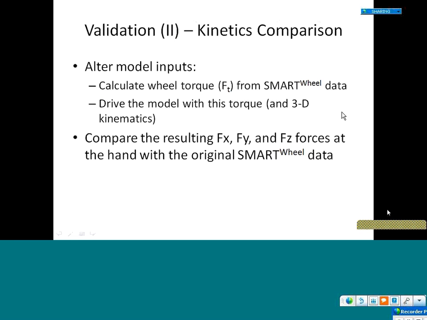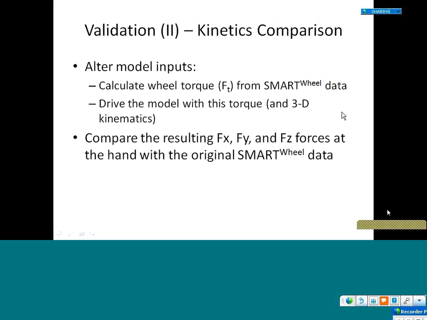So here, what I'm going to be doing is altering my inputs into the model, and I'm going to compare a separate set of outputs. So I'm not looking at muscle data anymore. I'm comparing something else. Previously, I drove the model with kinematics and 3D kinetics applied to the hand. So remember the SmartWheel forces that I had collected? I was applying those to the hand and driving the model with kinematics, the motion of the body.